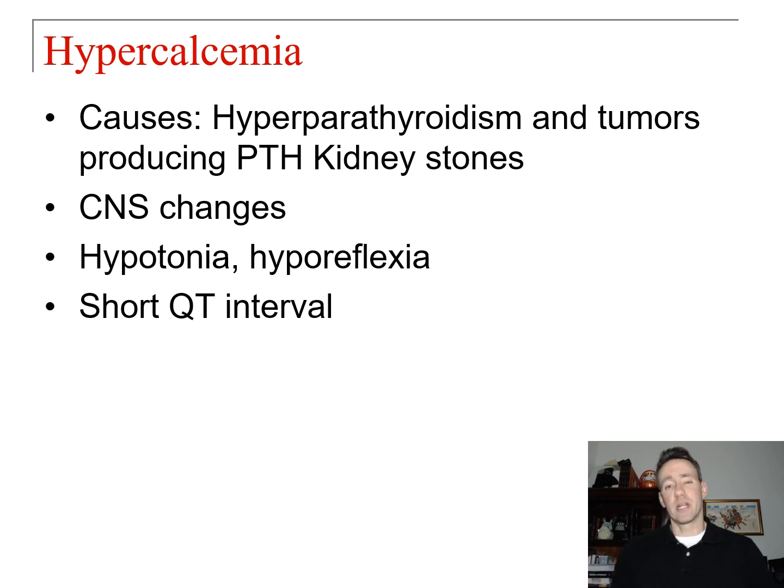Hypercalcemia, again, this would be too much calcium. This could be caused by hyperparathyroidism, and or tumors that are actually producing a parathyroid hormone-like compound, which you might see in some tumors or some cancers of the lung. It would also cause CNS changes, but typically slower. So instead of hyperexcitability, you might see slowing down of mentation, coma, death, hypotonia, hyporeflexia, and then a short QT interval. So instead of a prolonged one, it would be shorter.